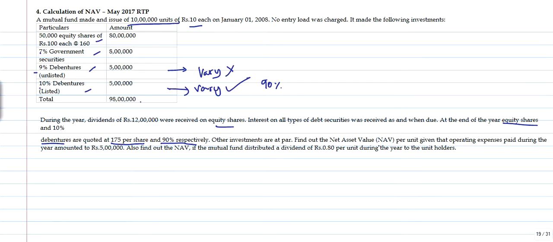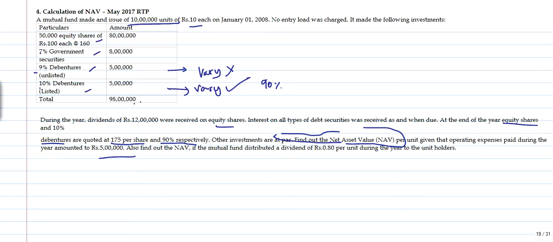Find out the NAV per unit. So this is the question. Find out the NAV per unit. The operating expenses paid during the year amounted to 5 lakh. So this will be deducted from the cash. Also find out the NAV if the mutual fund distributed dividend, that we will see later on.